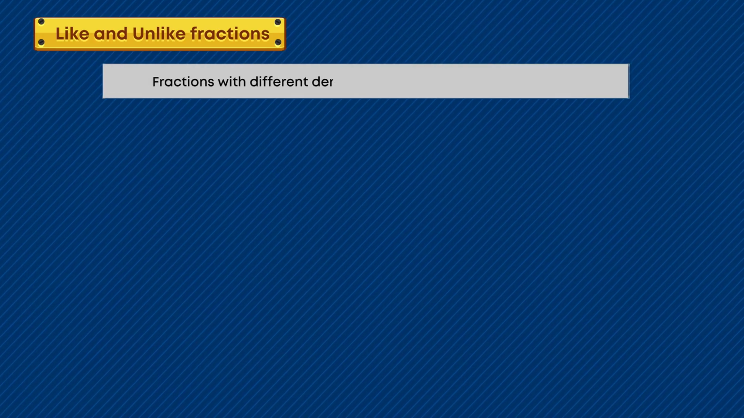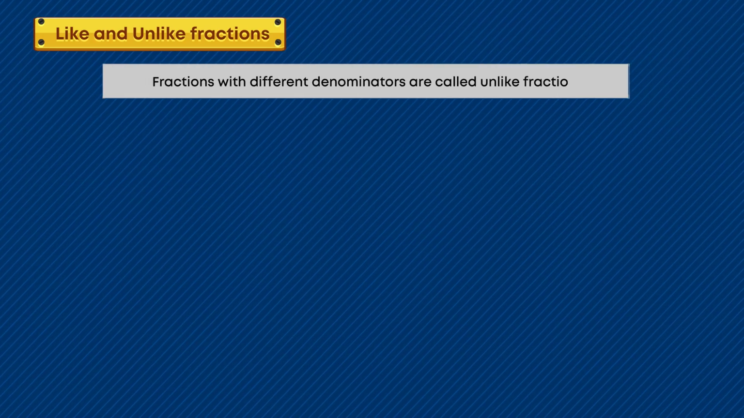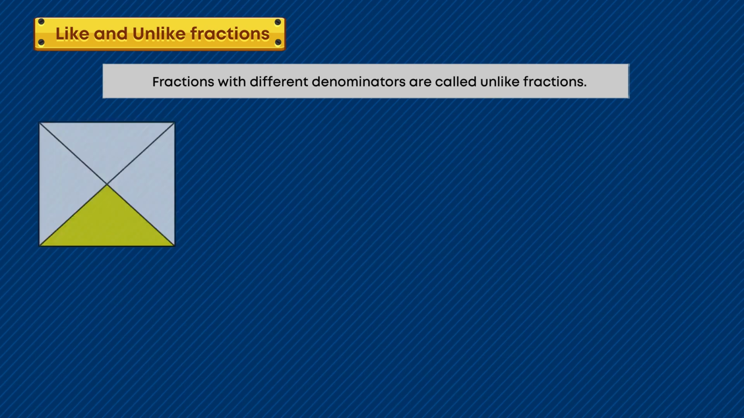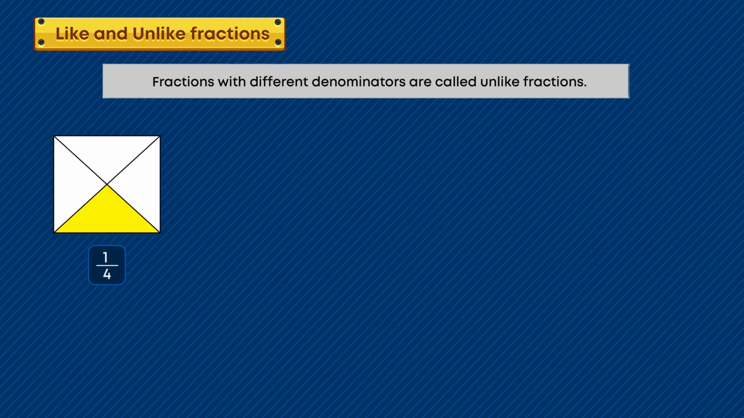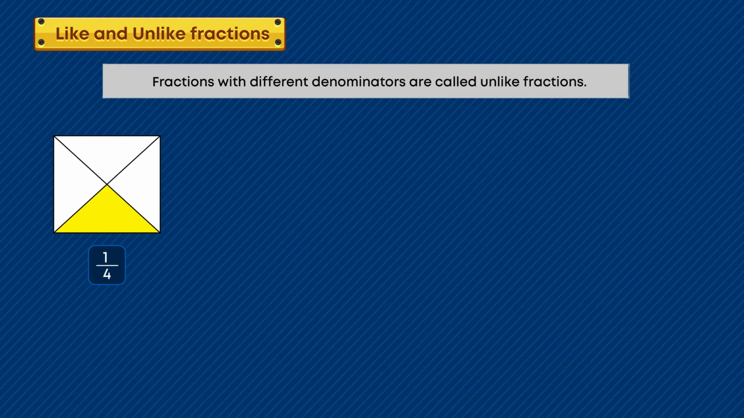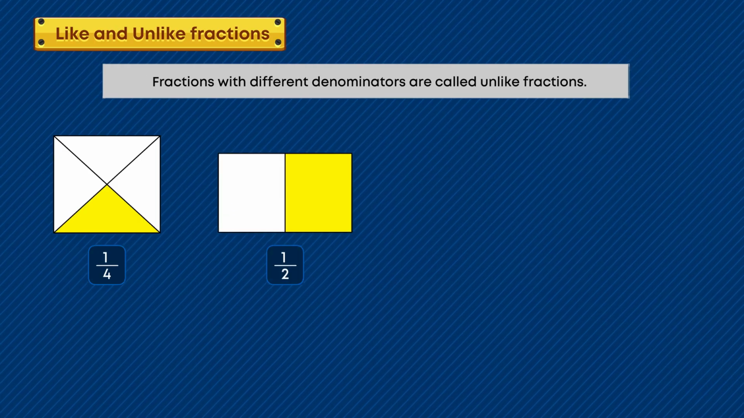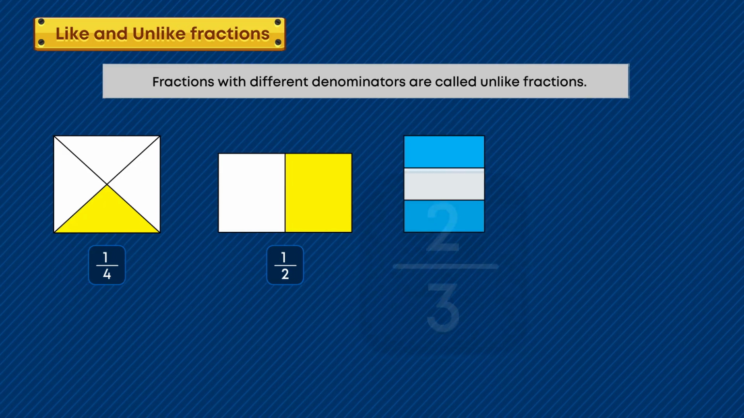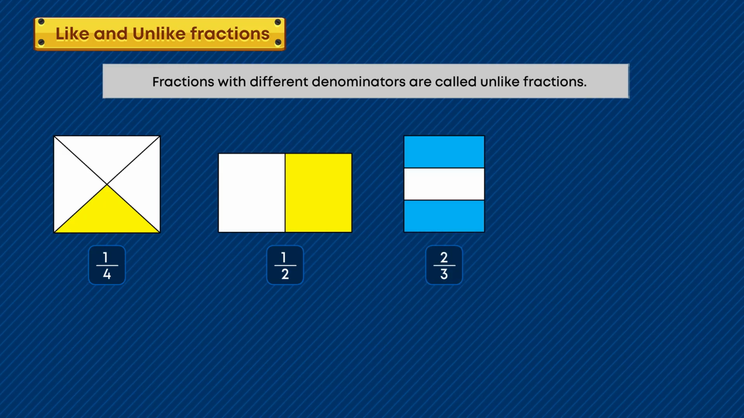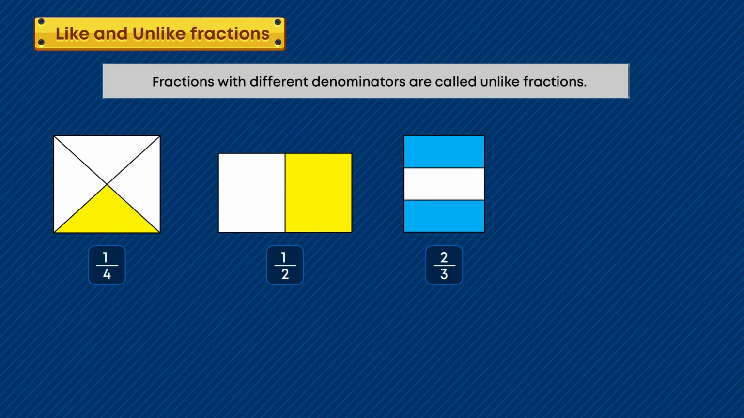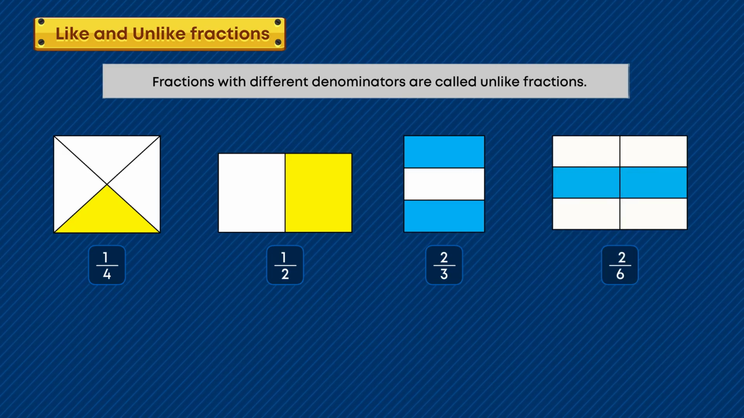Fractions with different denominators are called unlike fractions. 1 by 4, 1 by 2, 2 by 3, 2 by 6.